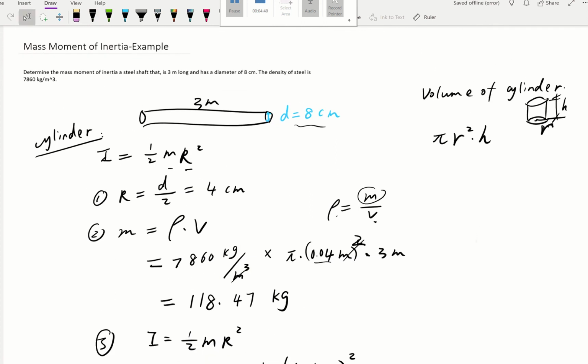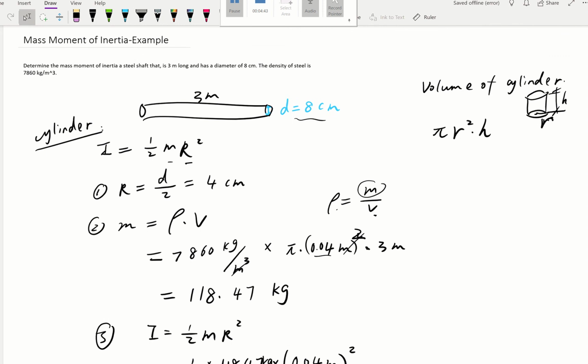All right, so that's a quick example to show how we can solve the mass moment of inertia.